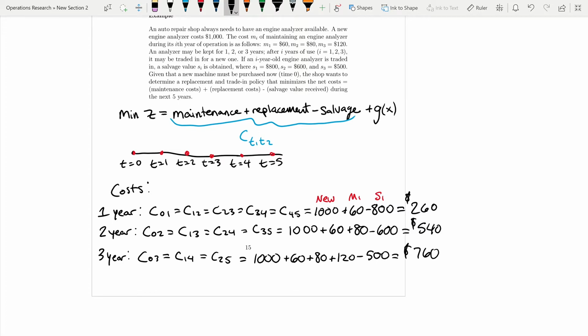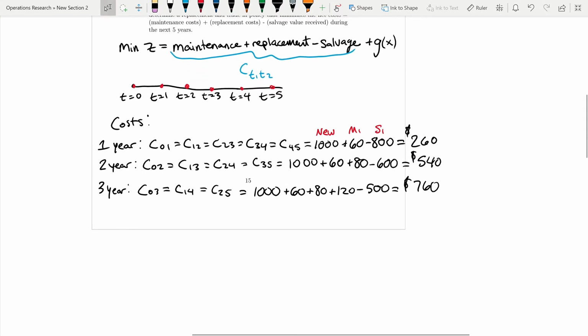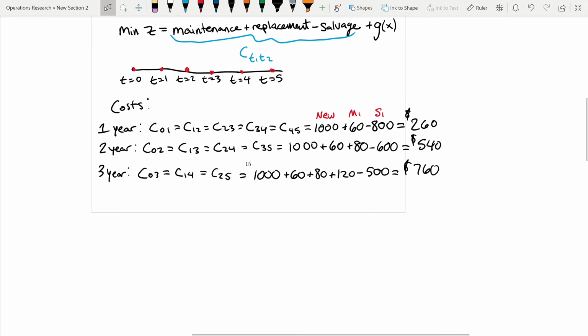So now that we have our cost points labeled, we're going to start at time 4, because we know that time 5 is going to be the end. Actually, I'll even write that down up here. Since time 5 is the endpoint, we know that our g of 5 function is just going to be equal to 0.